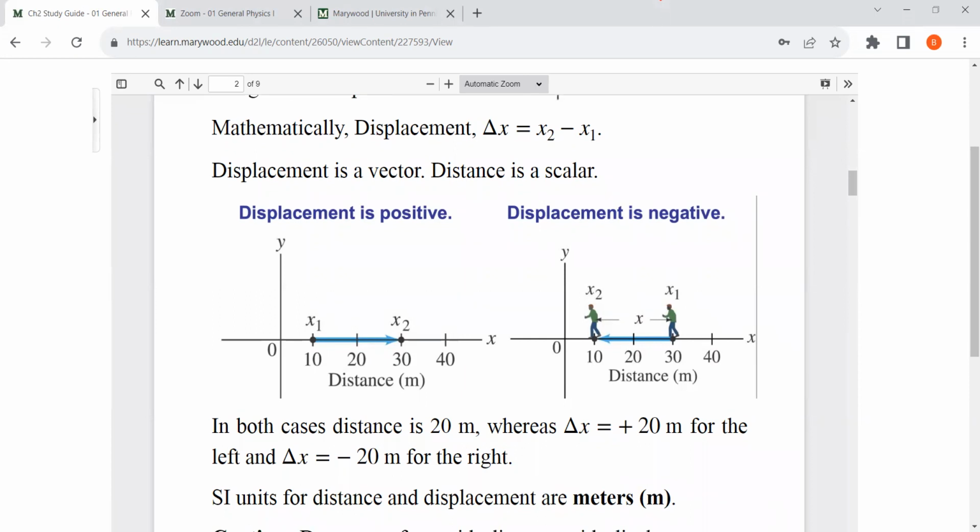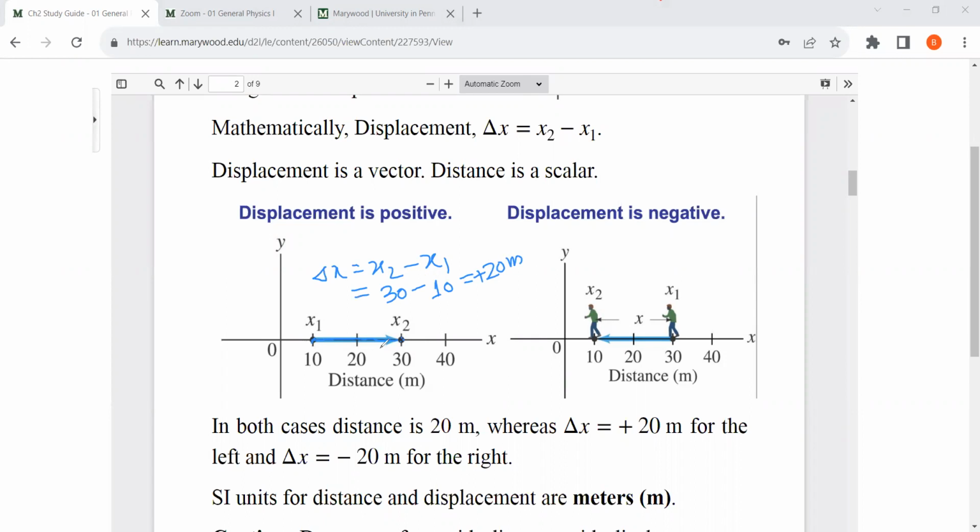is delta x equal to x2 minus x1. So x2 here is 30 meter, and x1 is 10 meter. So this is just 20 meter, and it is positive. Here the displacement is 20 meter, and from here to here the distance is also 20 meter. So in this case the magnitude of the displacement and the distance are the same.